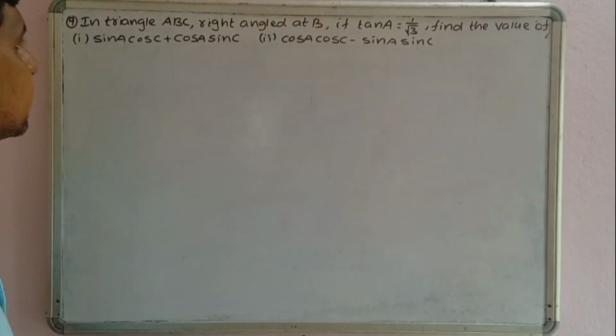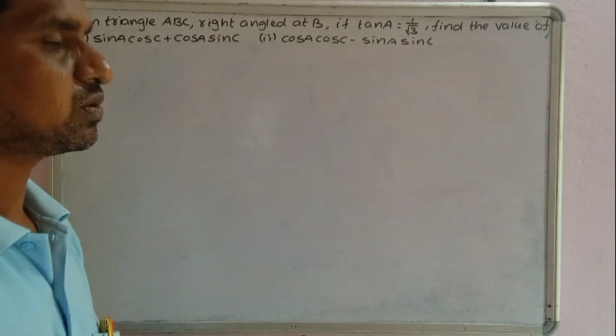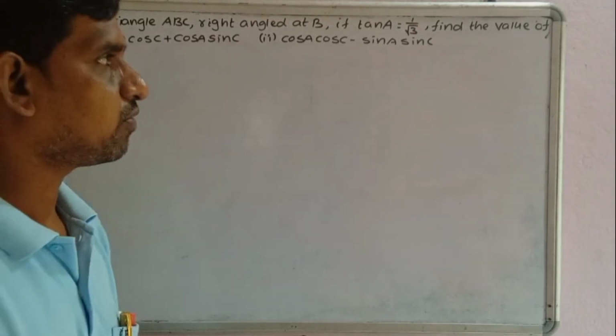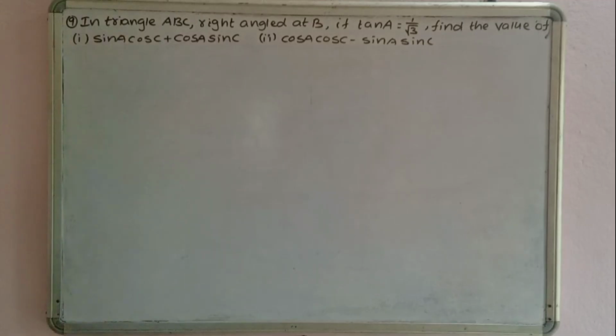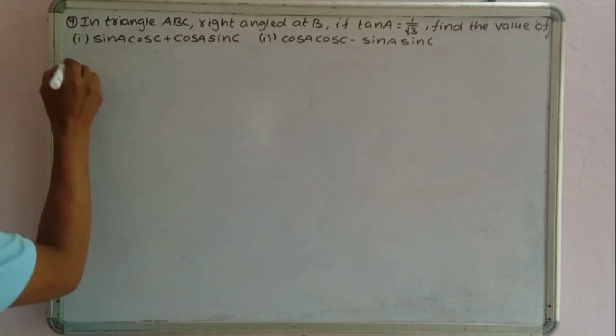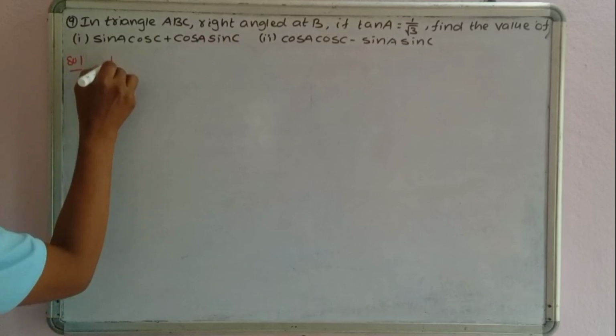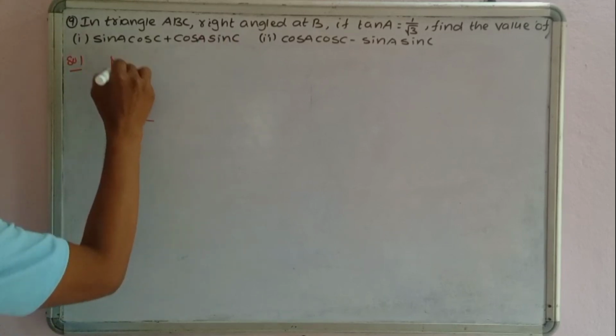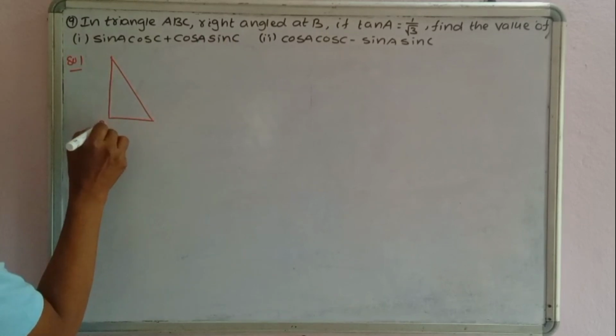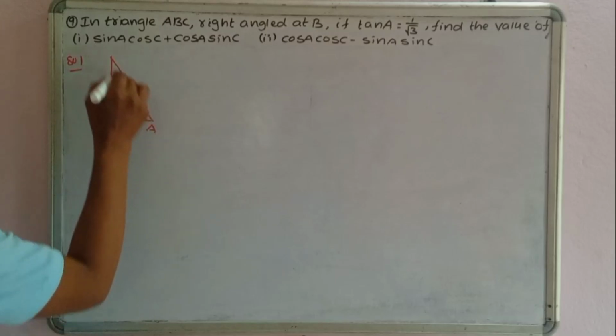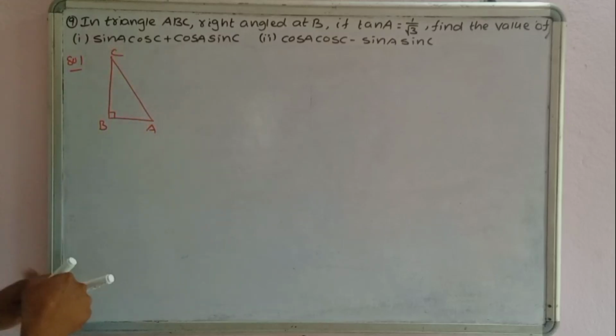Problem 9. In triangle ABC, right angle at B, tan A equals 1 by square root of 3. Find the value of sin A cos C plus cos A sin C, and the second one is cos A cos C minus sin A sin C. See, in triangle ABC, right angle at B. So B is the right angle. Okay.